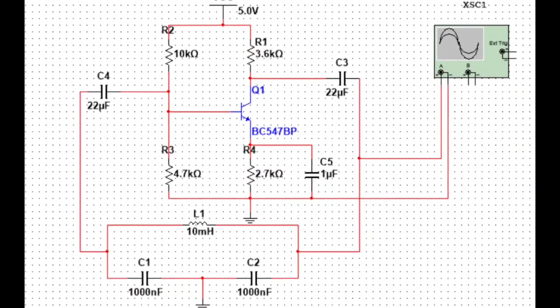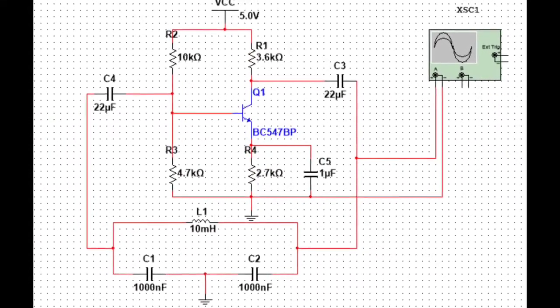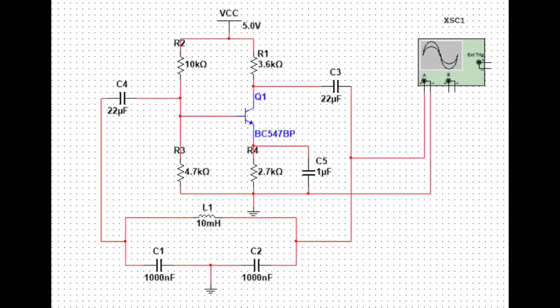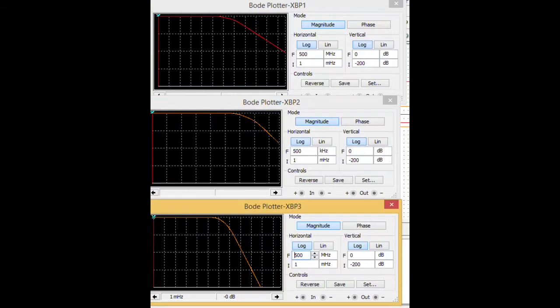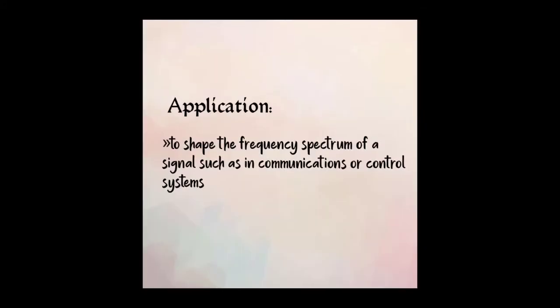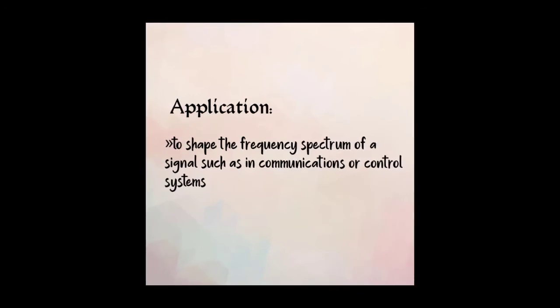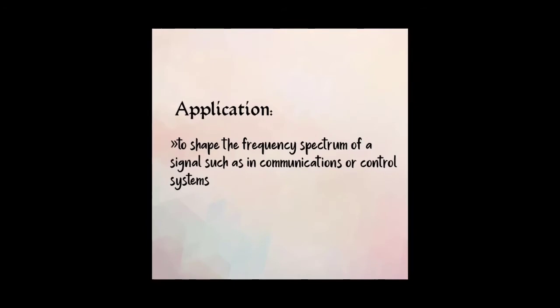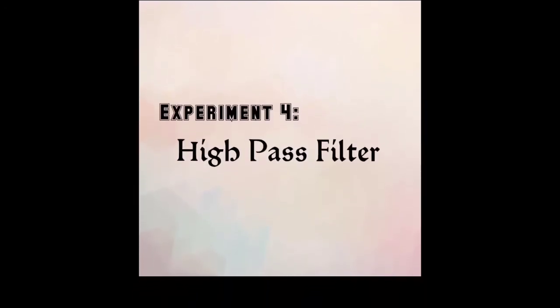Our experiment, the second-order Butterworth filter, is a type of second-order filter which is simply two first-order filters cascaded together with amplification. In applications that use filters to shape the frequency spectrum of a signal, such as in communications or control systems, The next experiment is about high-pass filters.